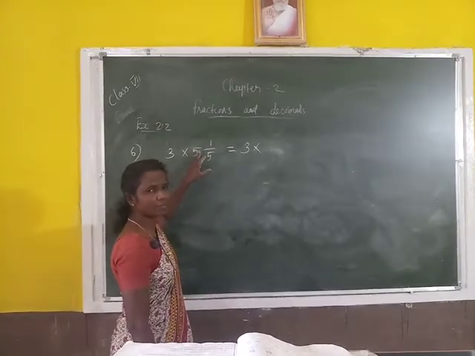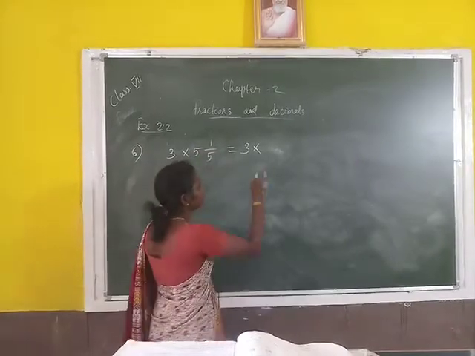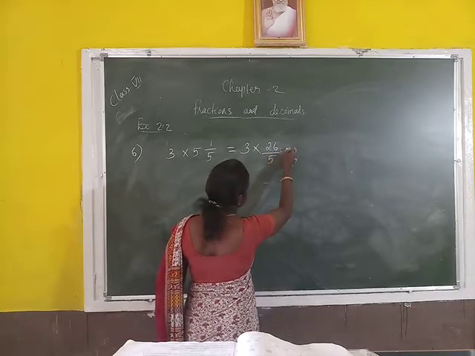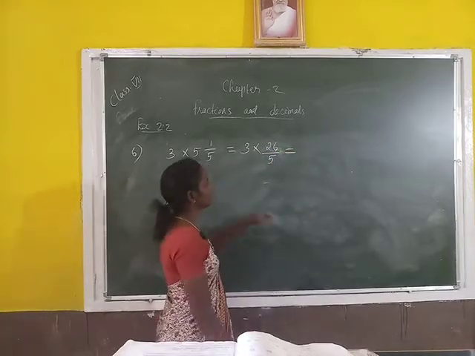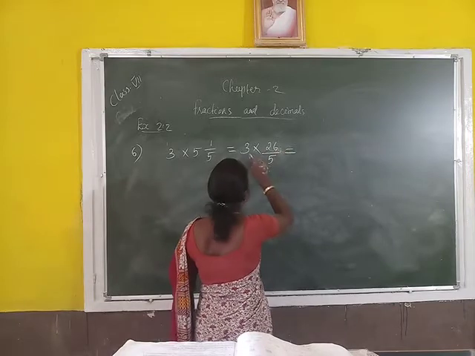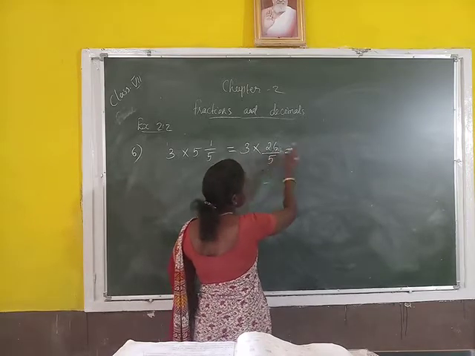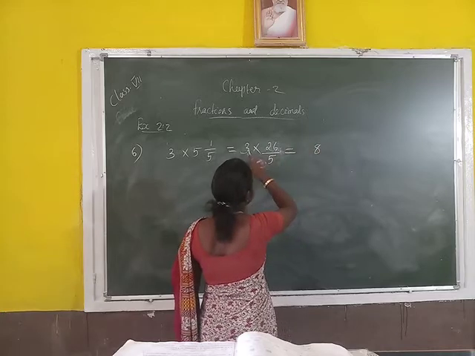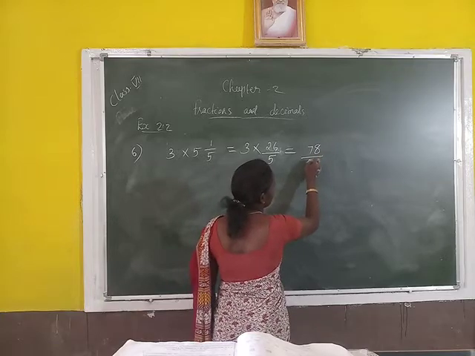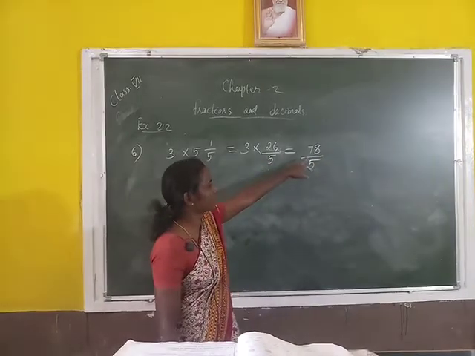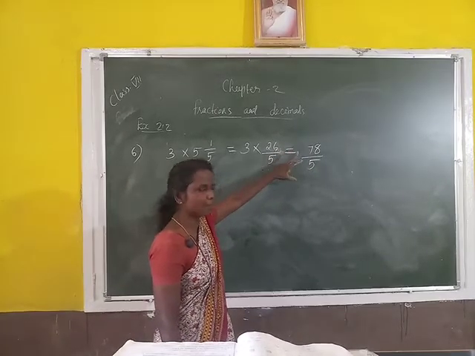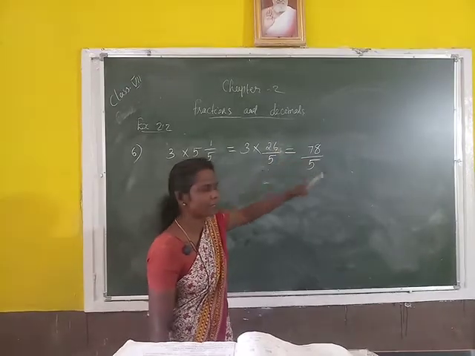Then 5 into 5 is 25, 25 plus 1 is 26. 26 by which number? 5. Then next, look, 3 multiply 26. 3 multiply 26, which number? Look, 3 6s are 18, carry 1, 3 2s are 6, 6 plus 1 is 7. 78 by 5. Look, this answer 78 by 5. Look, this is which type of fraction? This is improper fraction. So this improper fraction convert into mixed fraction.